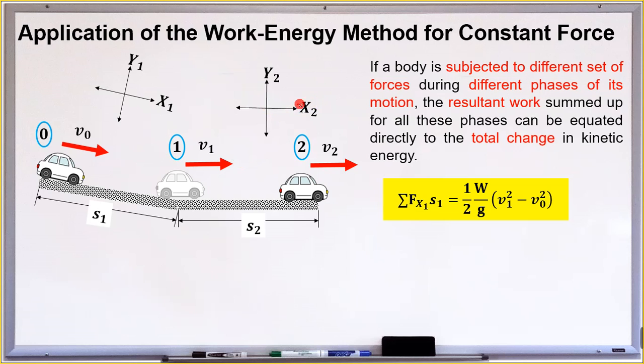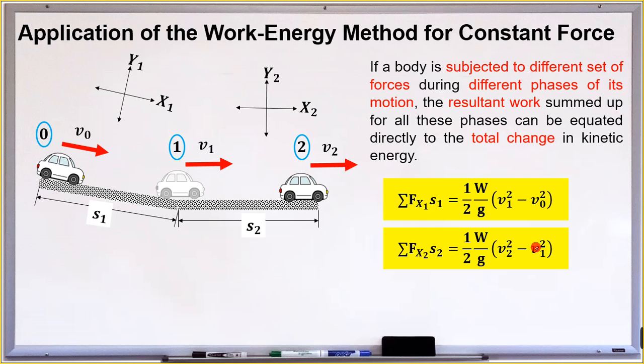Next, in the second phase of motion, we have a new axis. Our x component is now horizontal, and the y component is now vertical. If we sum up the amount of work done by this car from point 1 to 2, this is what happens. The summation of forces along the axis x2 times the displacement s2 equals 1/2 W over g. This is the kinetic energy from point 1 to point 2. From point 1 to point 2, the final velocity is v2, and the initial velocity at this moment is v1. So we have v2 squared minus v1 squared.